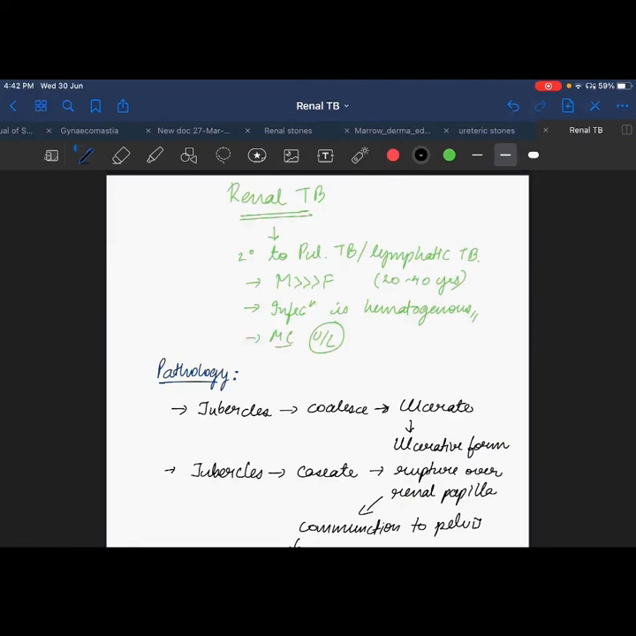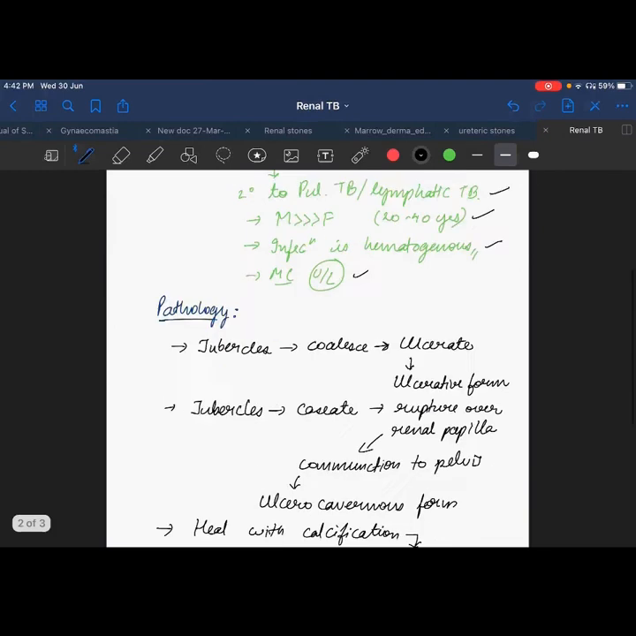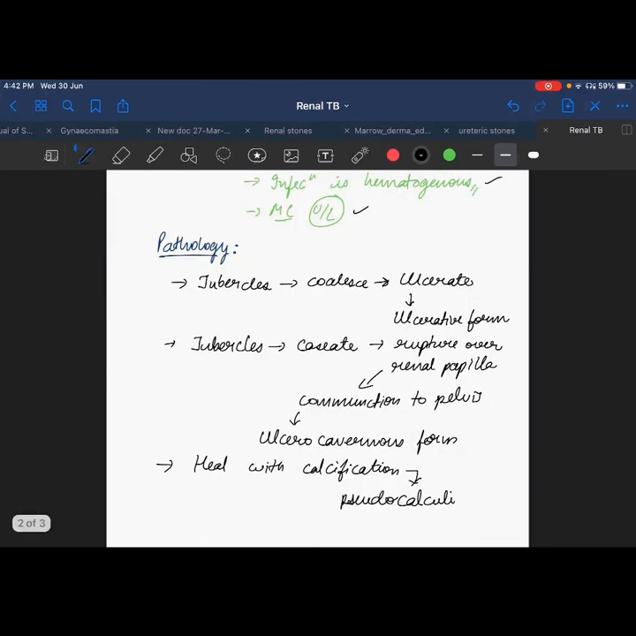Okay, today we're talking about renal TB. Renal TB occurs secondary to pulmonary TB or lymphatic TB. Usually males are more commonly affected and the age is around 20 to 40 years. Infection is always hematogenous and mostly unilateral.